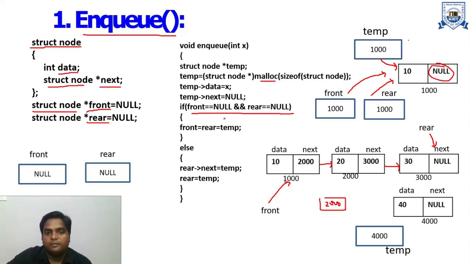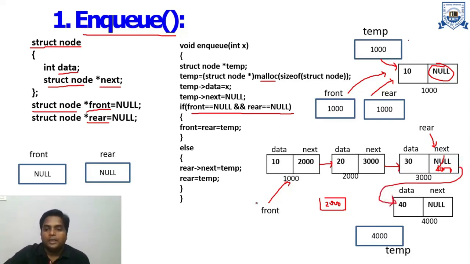So we check if front equal to null and rear equal to null. So right now front and rear is not equal to null because front is pointing to this particular node and rear is pointing to this last node. When we want to insert this particular node over here, we just increase the value of rear, that is rear to next is equal to temp. So rear to next is currently null. Now it is replaced by temp, that is 4000. So when it is replaced by 4000, then this will automatically connected with this particular node.